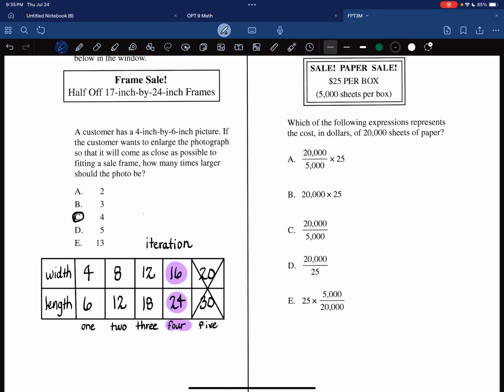So I would use C as in Charlie as my final answer. 4 times larger is the most you can go. 5 times larger would be too big.